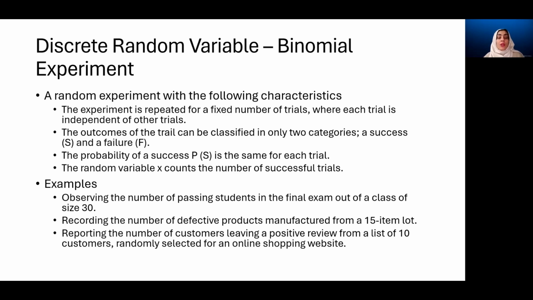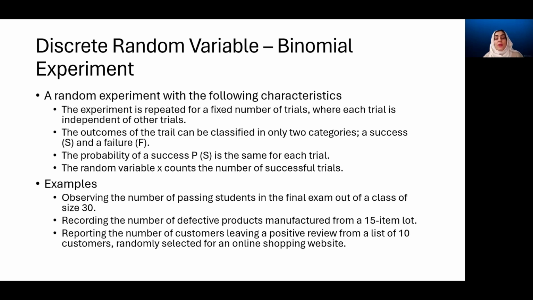The random variable in a binomial experiment counts the number of successful trials. Examples can be observing the number of students who pass the final exam out of a class of 30. So this is actually a binomial experiment repeated 30 times. And we are actually finding out the probability of a certain number of students passing this exam. We count the number of students who passed this exam. Recording the probability of defective products manufactured from a 15-item lot. Again, we observe 15 items and count the number of products that were found defective.